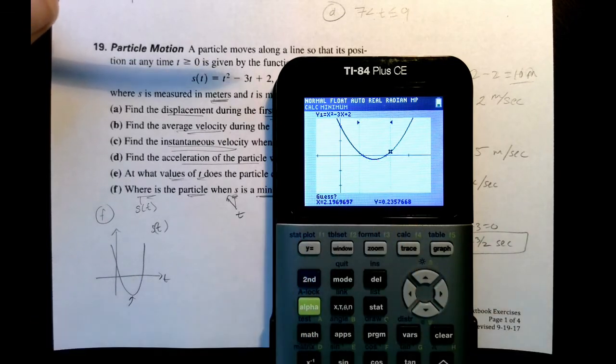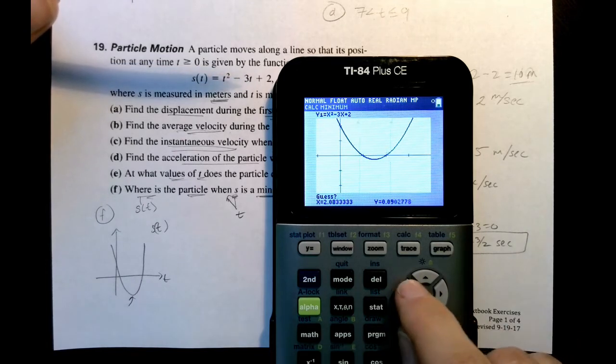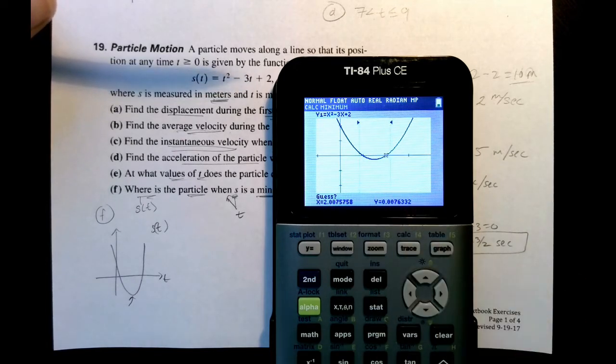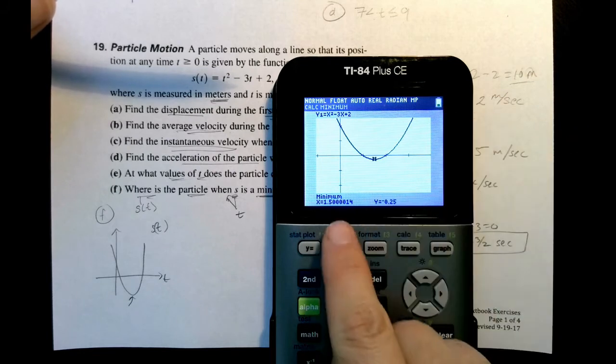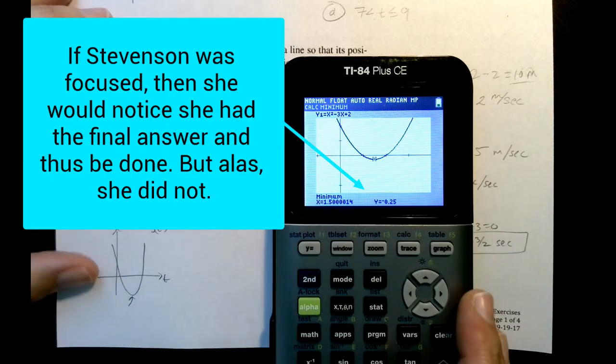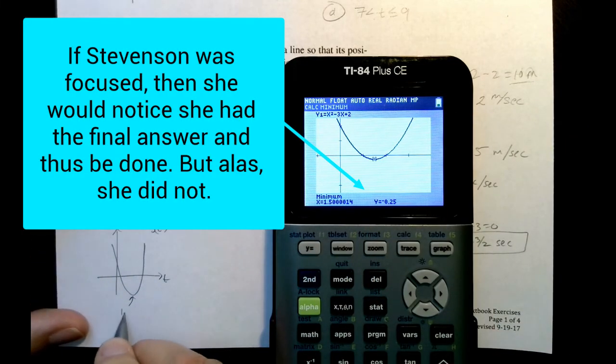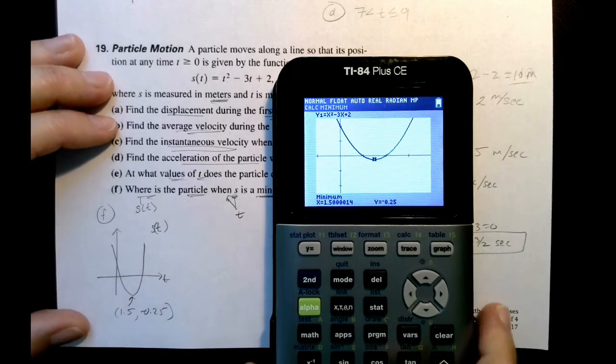It's going to ask for a guess. Don't worry about it. You can, if you want, move the cursor towards it. It won't matter. Just press enter again. It's thinking. There it is. So this point is 1.5, comma 0.25, but it's negative.